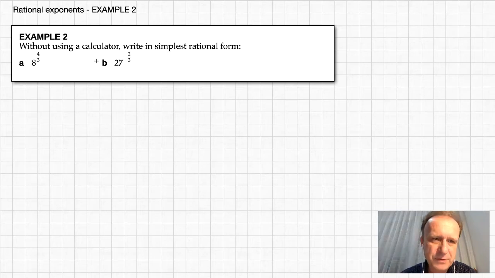Example 2. Without using a calculator, write in simplest rational form. Okay, so let me start with the first one. 8 to the power of 4/3.